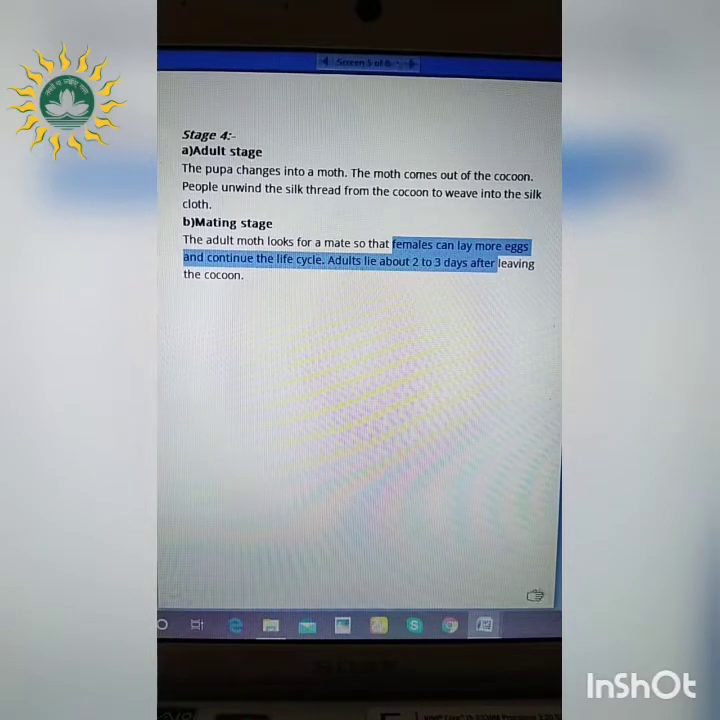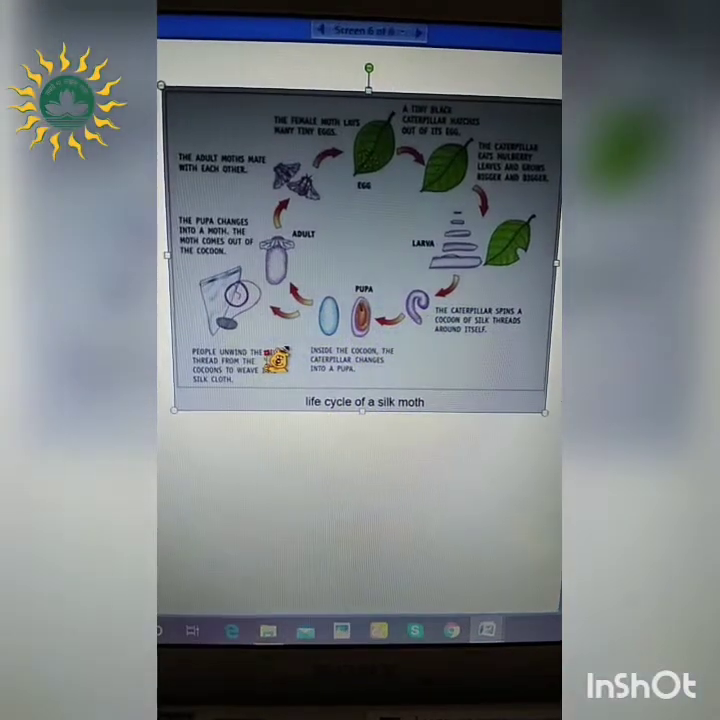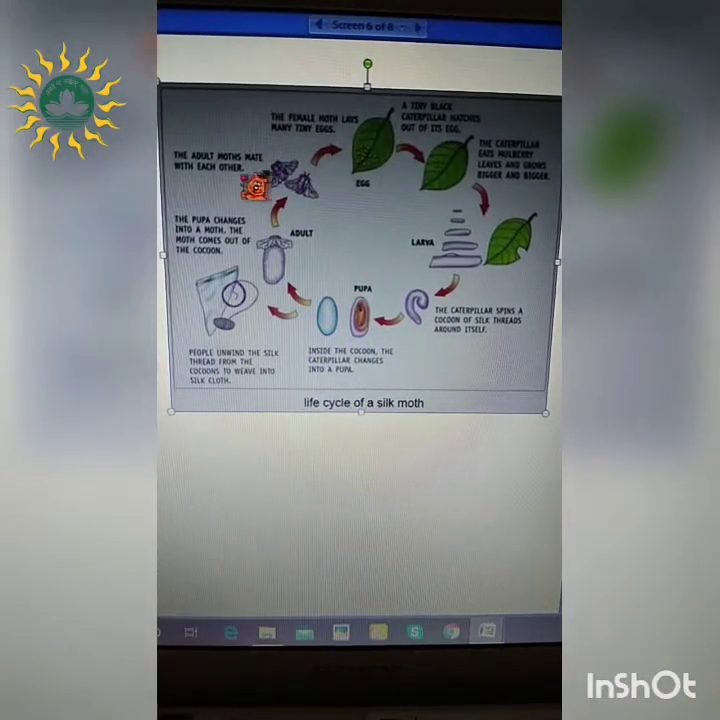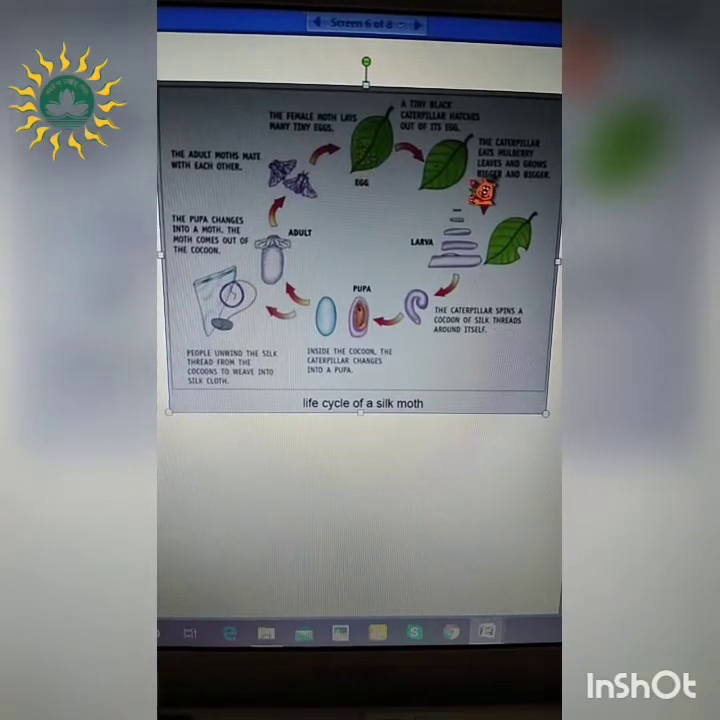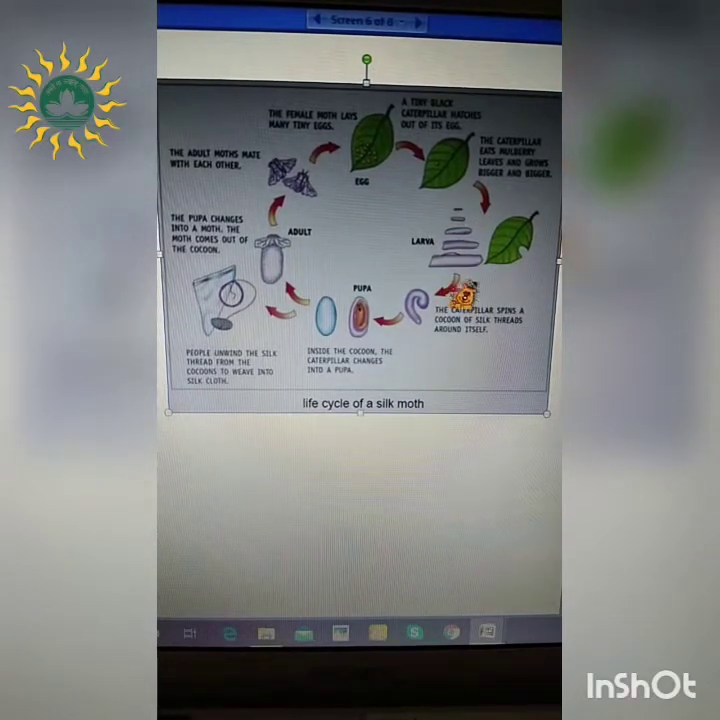Okay, so we'll look at the life cycle once. Here you will see, firstly the female moth lays the tiny eggs on the leaves, right? These eggs ultimately grow into this larva, and they eat the mulberry leaves over here.